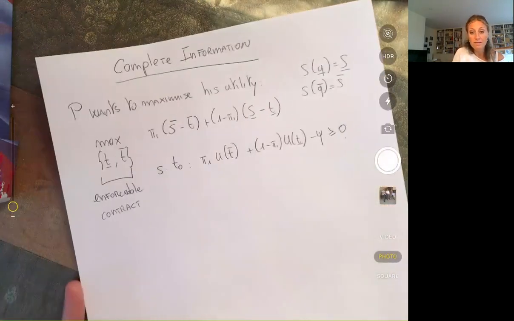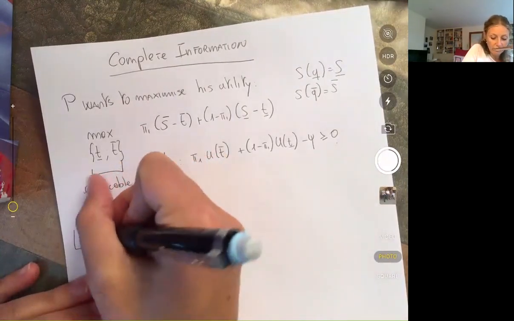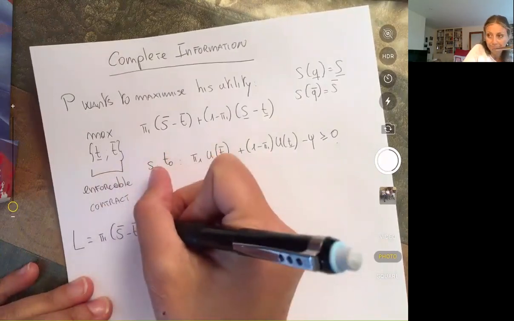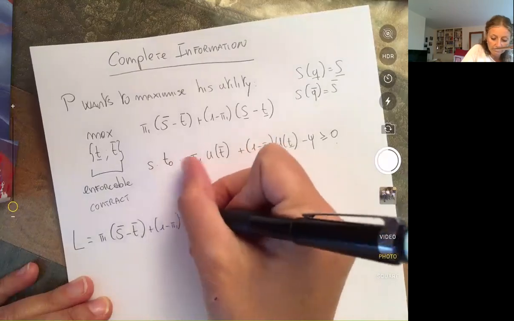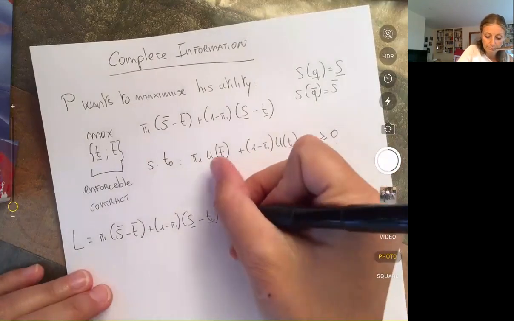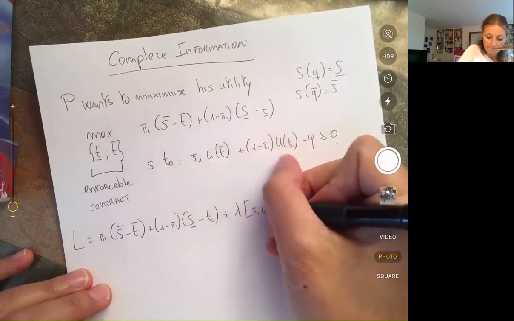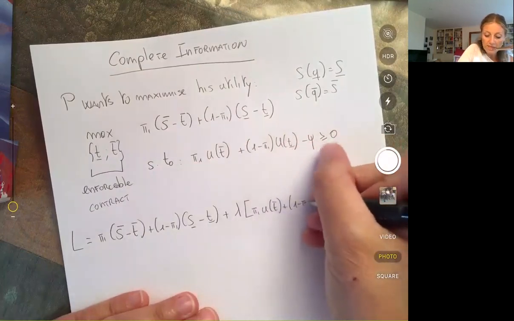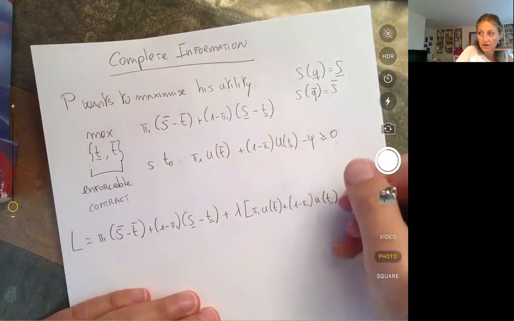How do I maximize this utility function? We can construct the Lagrangian function, and so we can rewrite the objective function first, plus lambda and the constraint, which is represented by the utility function of the agent.